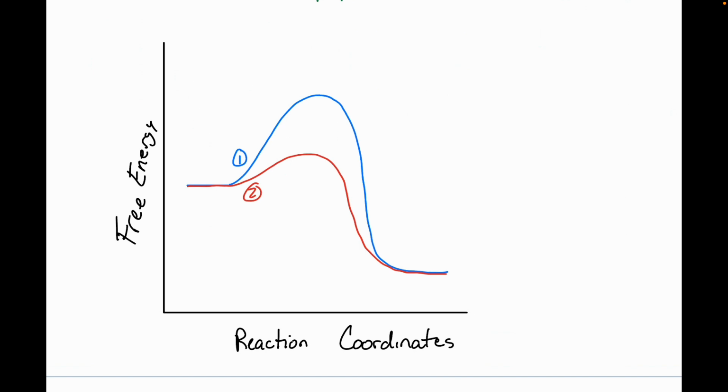The difference between the reactants and the products is the same. So in this case, my delta G for that first reaction is simply equal to the delta G of the second reaction. From a free energy standpoint, from an equilibrium constant standpoint, these reactions are equal. However, you can see that the activation energy of that blue curve, that delta G double dagger, is greater than the activation energy of that red curve.